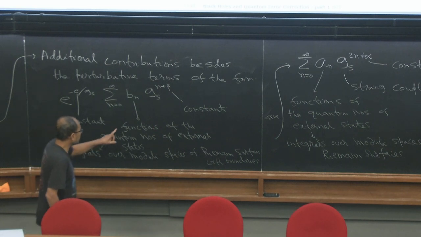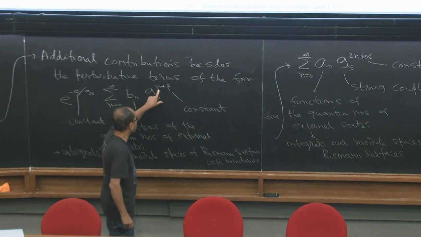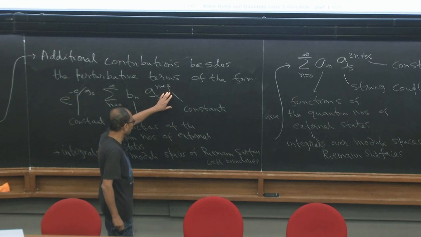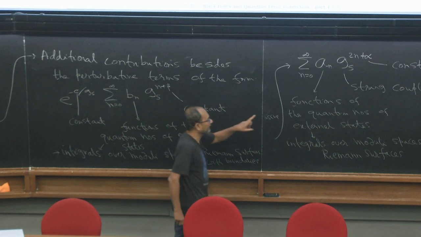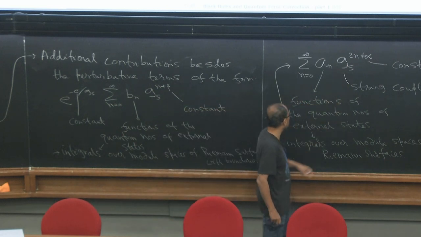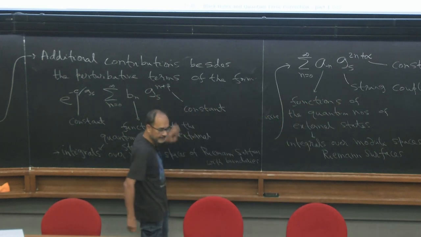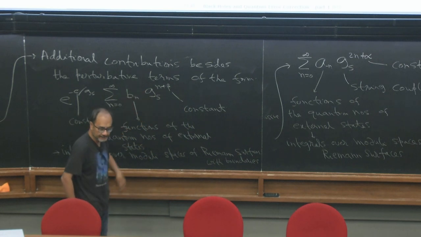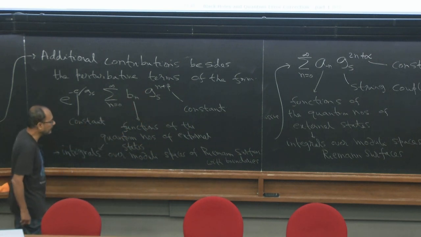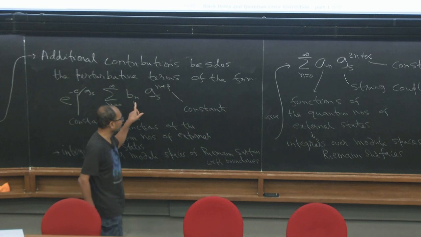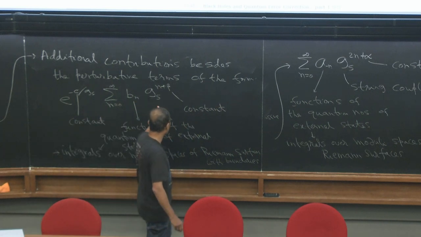The second difference is that the power of gs, beta, is a fixed constant for a given amplitude, but in the perturbative case it comes as powers of gs squared, here it's the power of gs. So these are some of the differences between the perturbative contribution and the non-perturbative contribution.